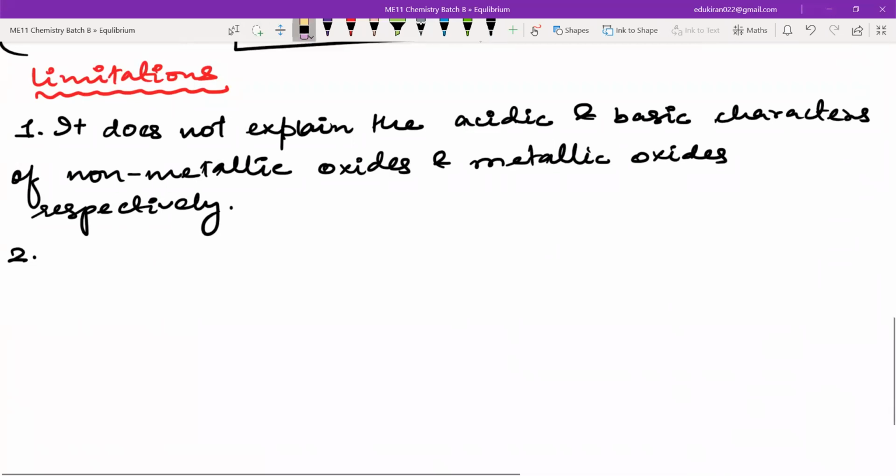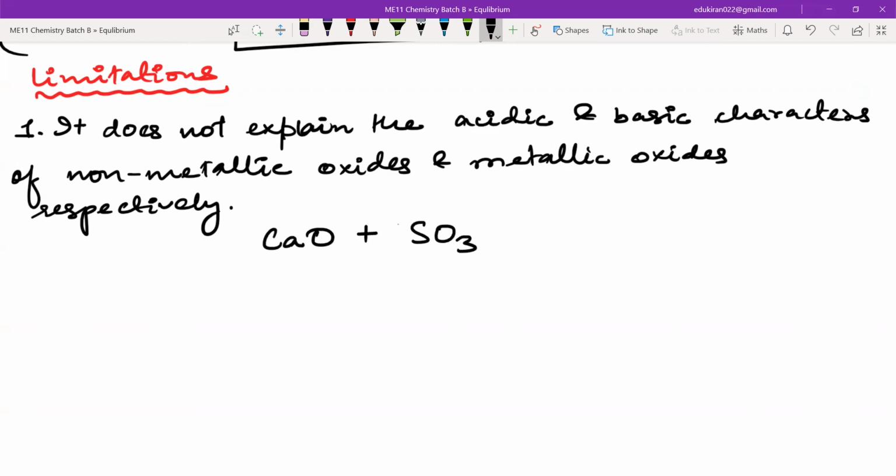Some reactions I have to give. For example, if I take a metallic oxide such as CaO and it reacts with SO3, these metallic oxides are basic in nature. This will act as a base, and this acts as an acid. Now there is no involvement of any H plus ion, any proton, but still this is an acid-base reaction and it will form CaSO4. So the Bronsted-Lowry acid-base concept does not explain these types of reactions.